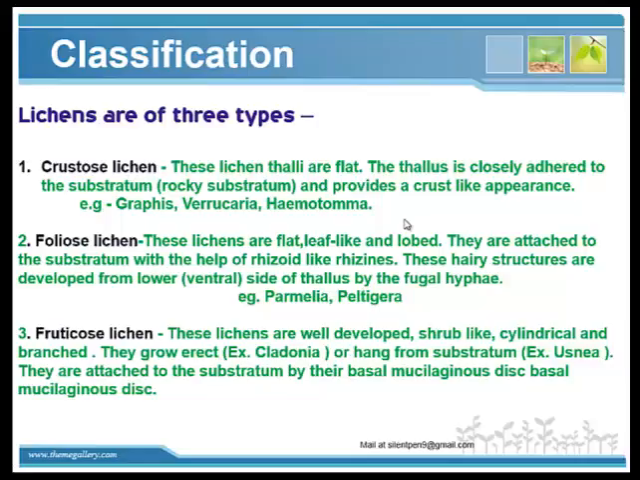First one is the crustose lichen. The thalli of this lichen are flat and closely associated with the substratum, or even a rocky substratum. And next is foliose lichen. These lichens have a flat, leaf-like, lobed structure, and are attached to the substratum with the help of rhizoids or root-like structures. And fruticose lichen. The fruticose lichens are well-developed, shrub-like and cylindrical, and mostly branched.